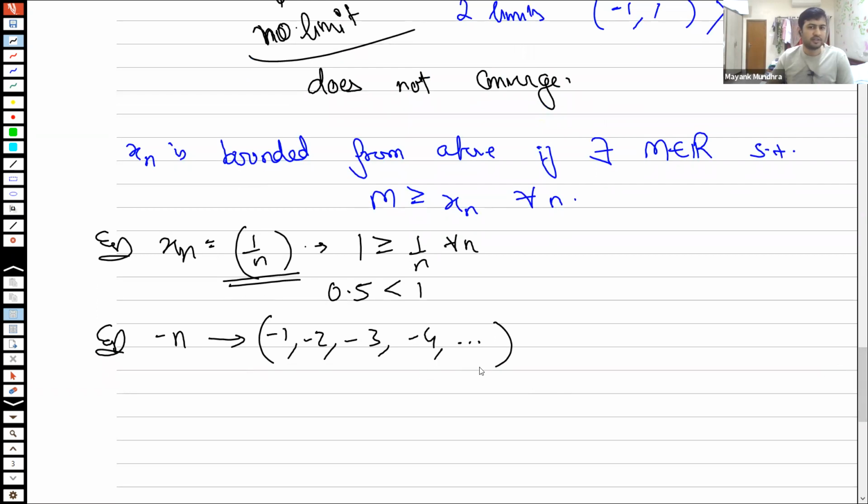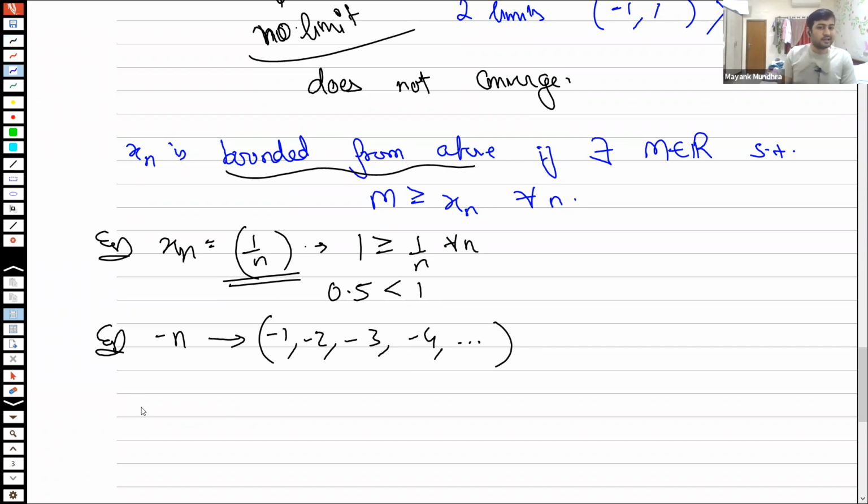Any number greater than all these numbers? So 0. 0 is greater than all these numbers. These are all negative numbers. So you can say 0, you can say 100, you can say 0.5 also greater. Minus 0.5 is also greater. I don't care. As long as there's even one number which is greater than all these numbers, this sequence is bounded from above. All right. So that's the definition for bounded from above.